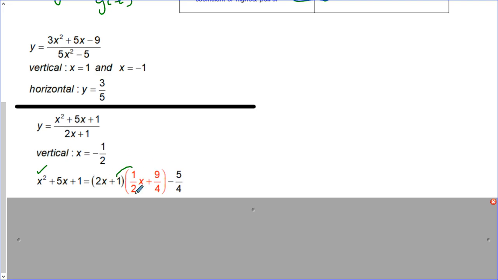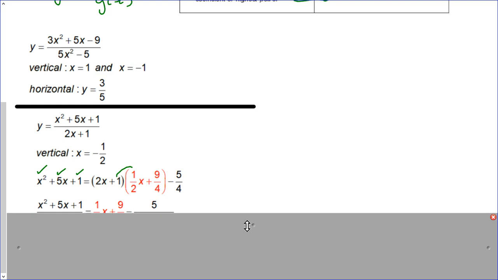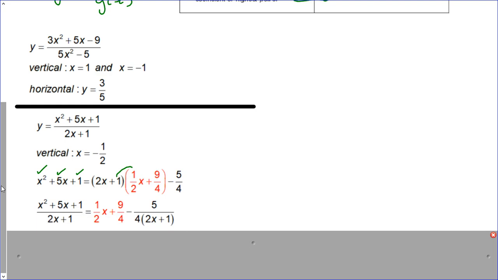If we multiply all of this out, we end up with exactly this. But we end up over here with a 9/4, and I want to end up with 1. So in fact, the remainder is negative 5/4. If I divide this back now, we can see exactly what is going to happen here.